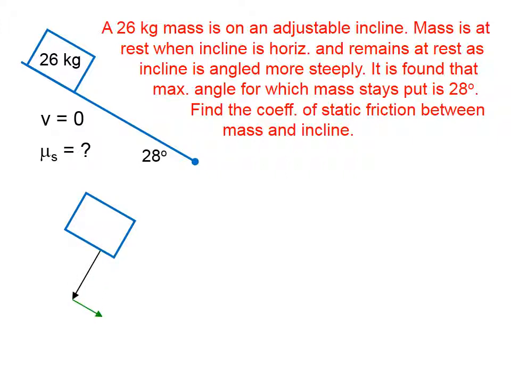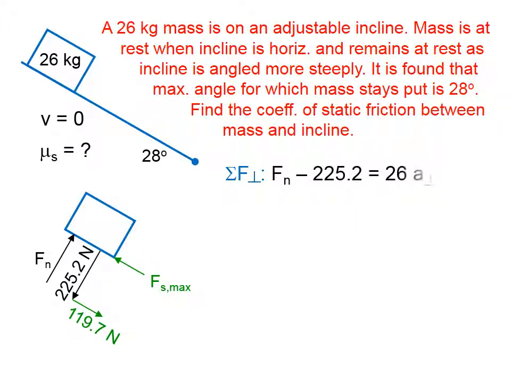Well, let's draw a free body diagram. The weight vector would go straight down. It would be equal to 26 times 9.81. But we want to resolve it into its perpendicular and parallel components. This portion will be 26 times 9.81 times the cosine of 28, and this portion will be 26 times 9.81 times the sine of 28. We also have a normal force that's holding the mass up, and we have the maximum static friction force. We know it's the maximum because we're told that this is the maximum angle for which the mass stays put, so obviously we've maxed out the static friction force.